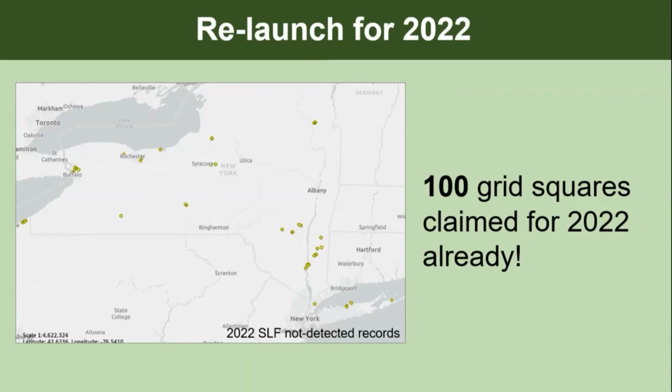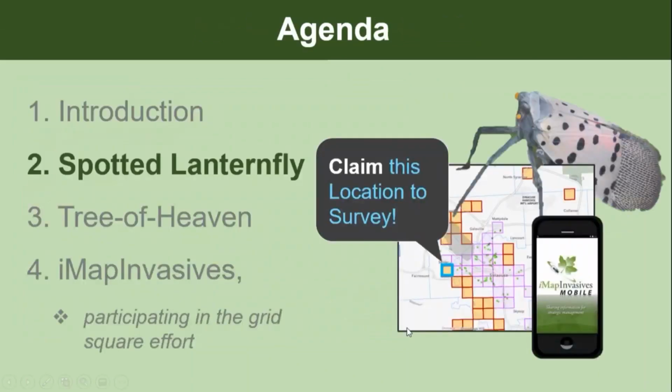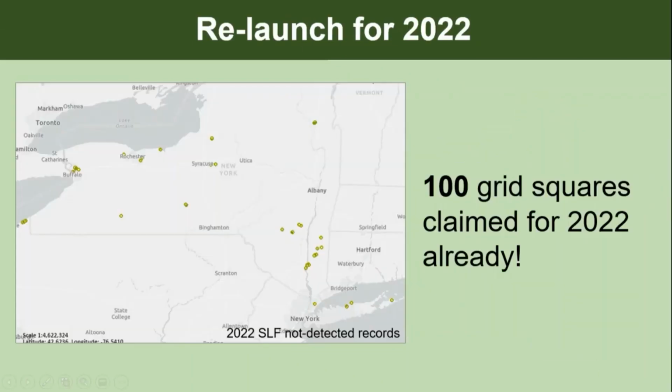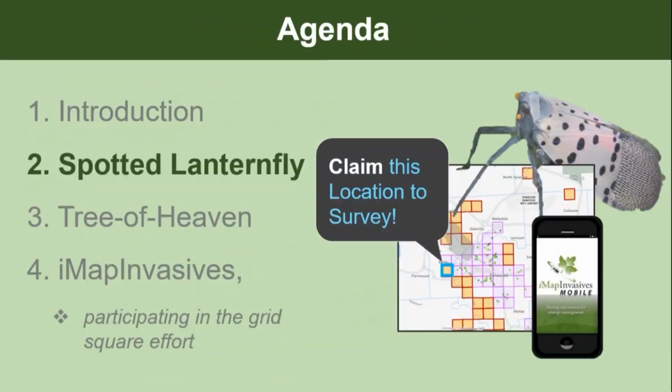it's only May, and we already have so many not detected records coming in for Spotted Lanternfly, all the way from Long Island up to northern New York and all the way over to Buffalo. So thank you for everyone who's already joining this project, and we're excited to have more people join. And so that was my brief intro. And so now we'll get into learning more about these species from Tom Allgeier.